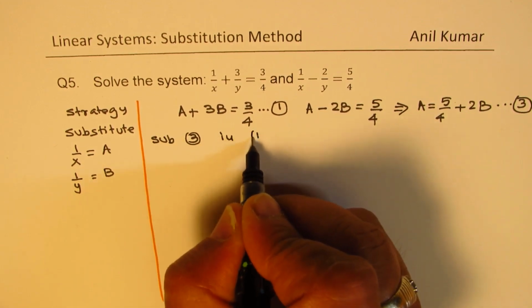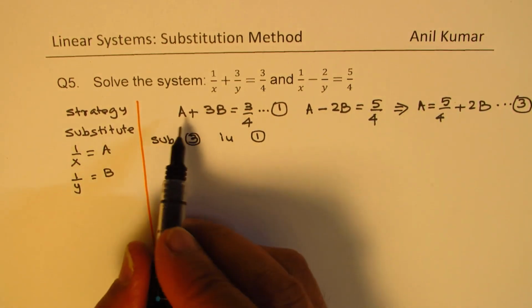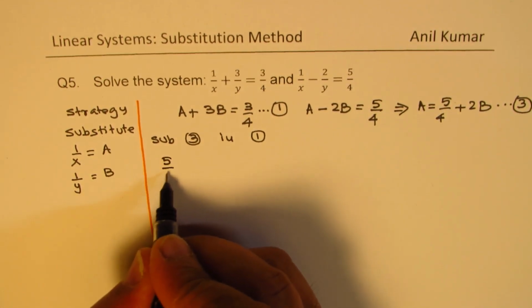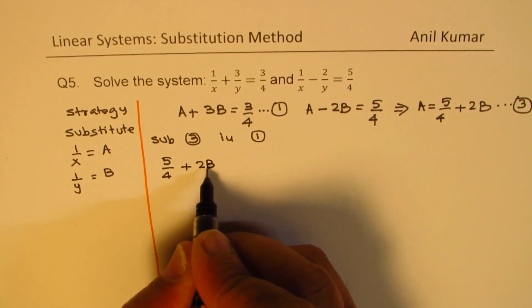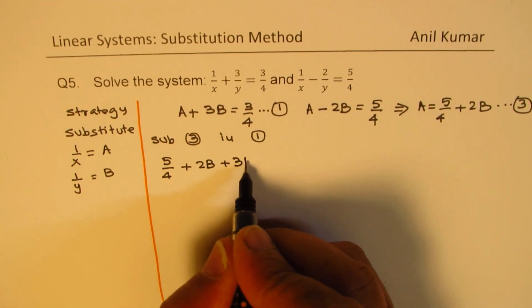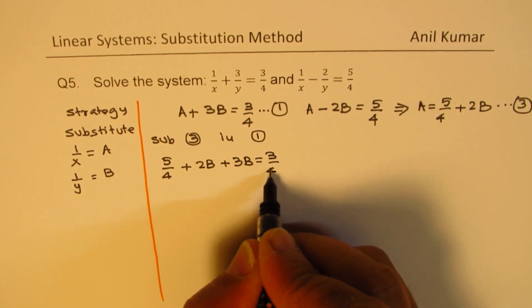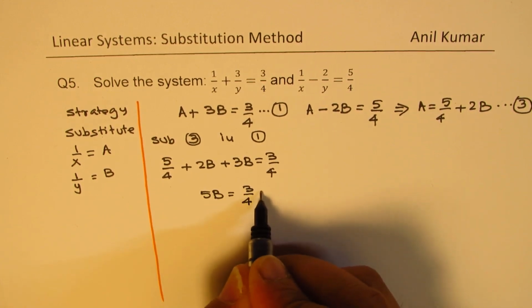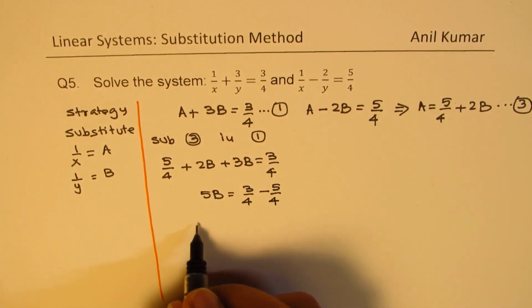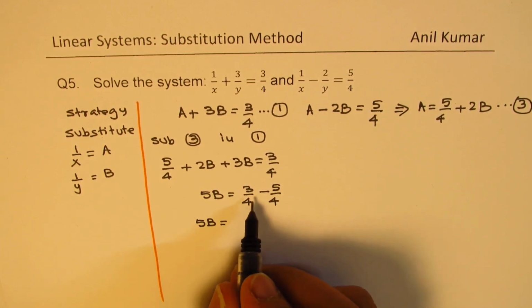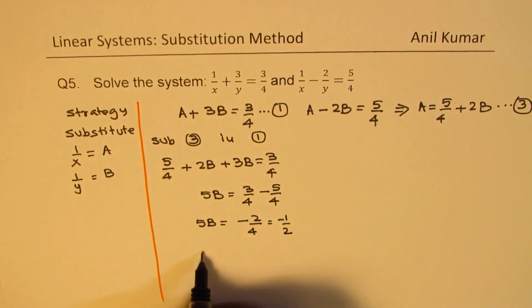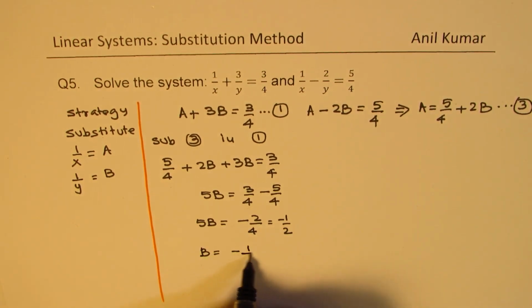When I do that, instead of this a, I'm writing 5 over 4 plus 2b. So we get 5 over 4 plus 2b, and we already have plus 3b here, equals 3 over 4. So we have 5b equals 3 over 4 minus 5 over 4. So we have 5b equals minus 2 over 4, which is minus half, or b is equal to minus 1 over 10. So we get the value of b.